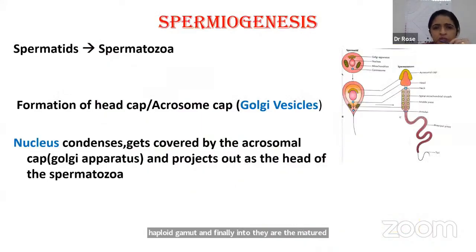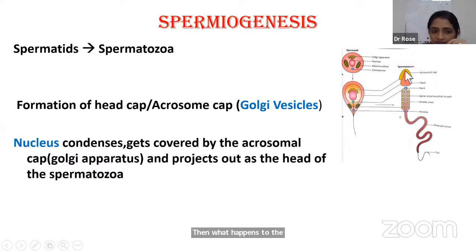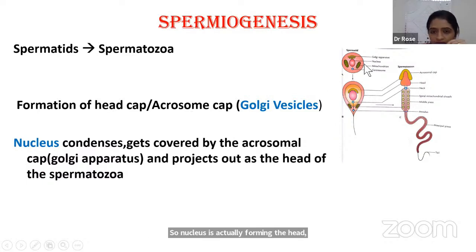Spermiogenesis is the process by which the spermatids mature to become spermatozoa. Some of the changes which happen to the cell to become the sperm, you need to know. These are some of the favorite MCQ parts. First, formation of the head cap or acrosome cap, from the Golgi vesicles of the cell. The nucleus condenses, gets covered by the acrosomal cap and projects out as the head of the sperm. So the nucleus forms the head, and the acrosome cap comes from the Golgi vesicle.